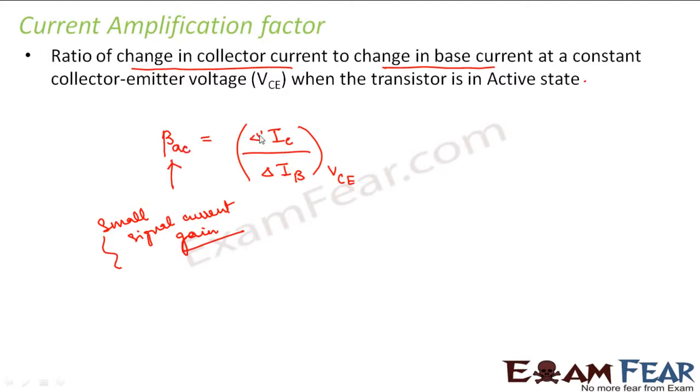Since it is a dynamic value, that is, we are dealing with the change in collector current to the change in base current, we define this beta, or current amplification factor, as the AC current gain. Similarly, we define the DC current gain in a circuit as IC divided by IB. So this is how we define the current gain, or the current amplification factor, in case of a transistor.